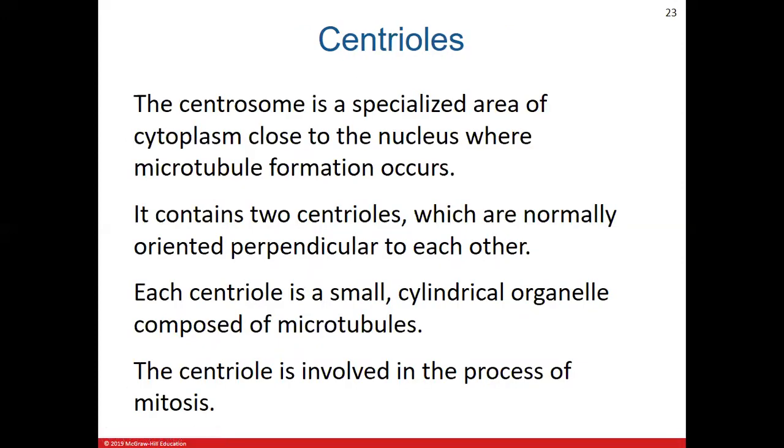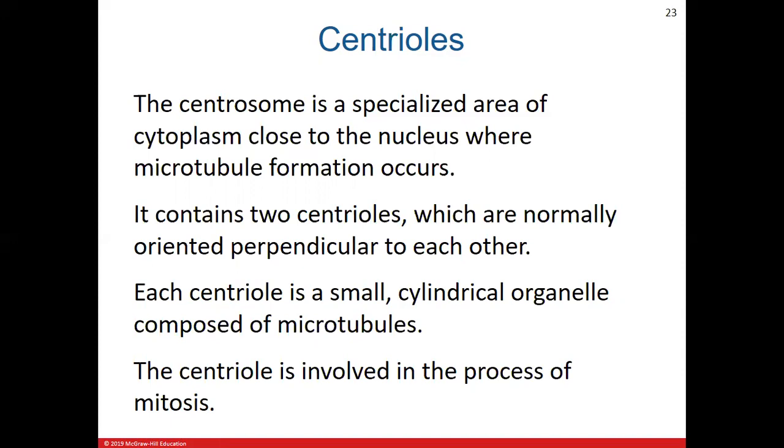Now, I mentioned the microtubules help to form something called the spindle fibers, and they also make something called a centriole. The centrosome is an area located in the cytoplasm. It's usually close to the nucleus, where the microtubules are actually formed. And that centrosome region has what are called two centrioles. These are another example of an organelle.